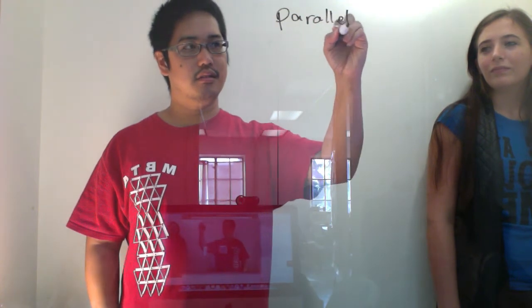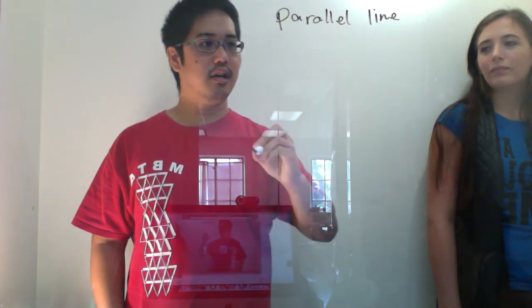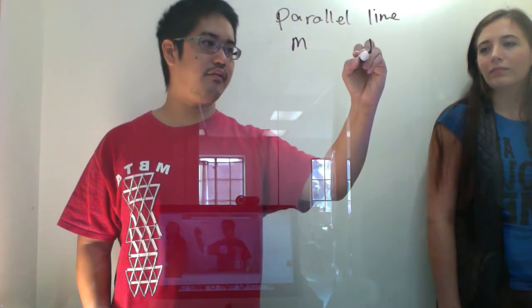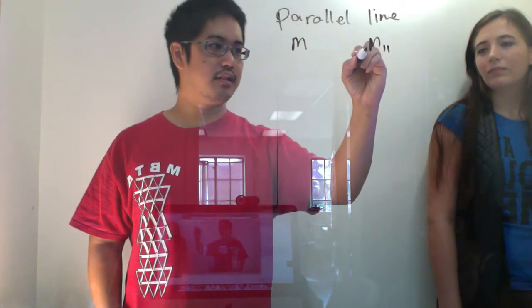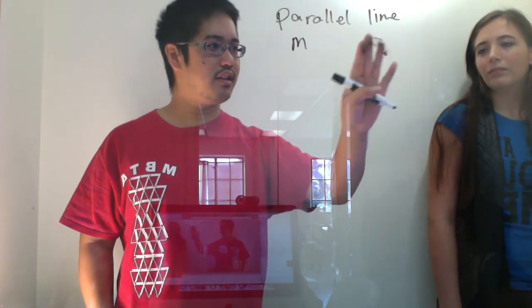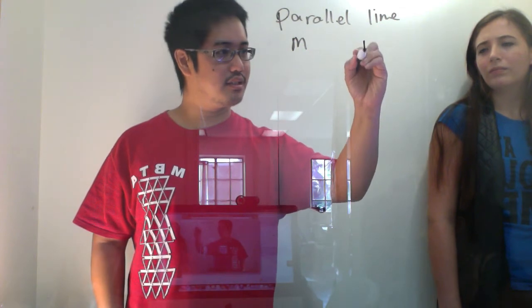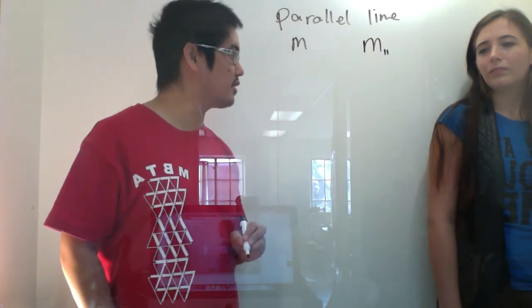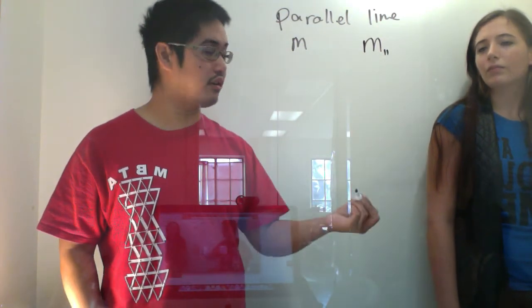All right, parallel line. I'll have M and I'll have M parallel. That's a little, it's like an 11 looking thing, but it's not an 11, it's just two parallel lines. That's the symbol for parallel, the slope parallel. Does that make sense to you?